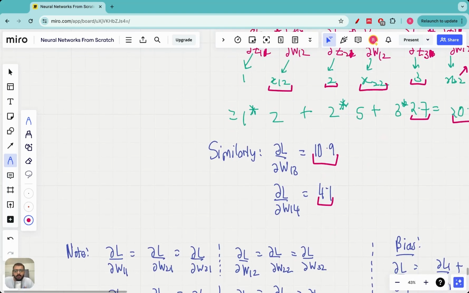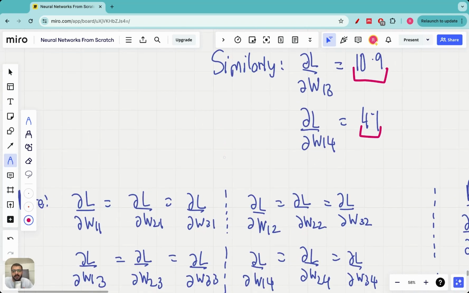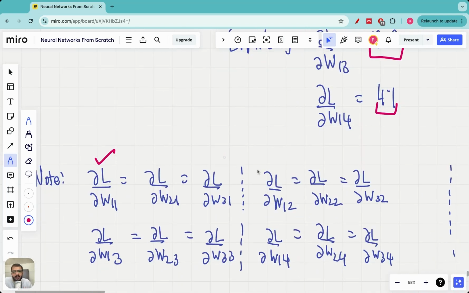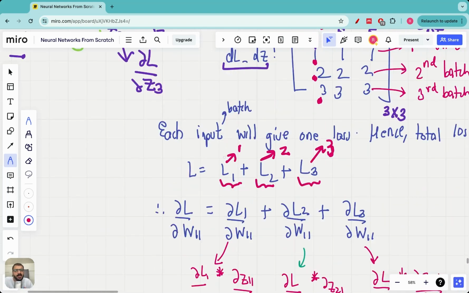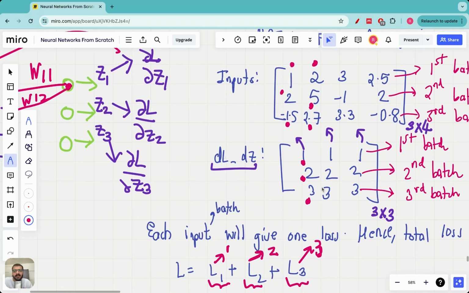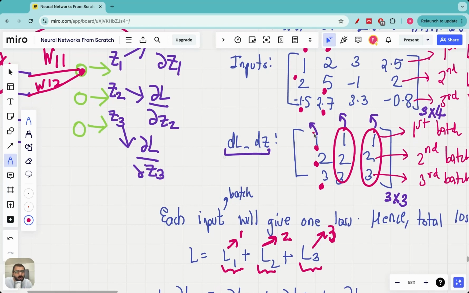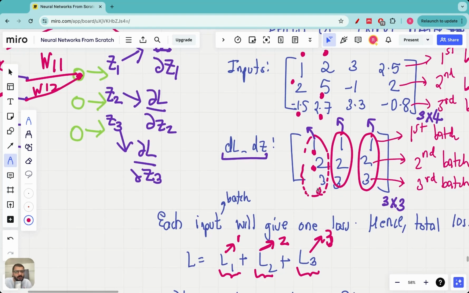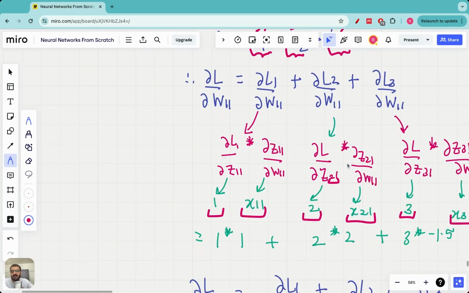Now, one more thing I want to mention is that currently we calculated the partial derivative with respect to W11, W12, W13 and W14. Remember, the partial derivative of L with respect to the Z matrix has the same values for the second neuron and for the third neuron as well. Currently we only looked at the first neuron, so we only considered the first column of this matrix, but the second column and the third column are the same. So all the partial derivatives which we calculated for the first neuron will be the same for the second neuron and the third neuron.